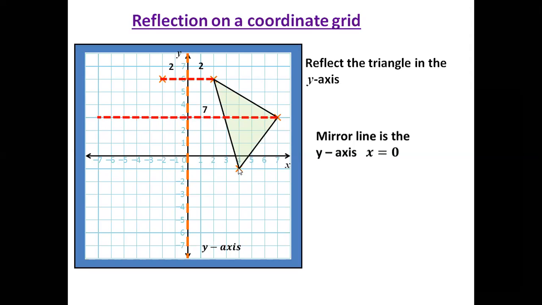For the point down, count the squares again. It's 1, 2, 3, 4 squares away from the mirror line. So now go to the other side of the line and count 1, 2, 3, 4. It's going to be here. So you have 3 points on the other side. We're done with the points of the triangle. Just match your points, and you will get the triangle on the other side.